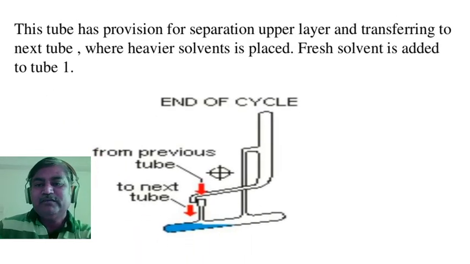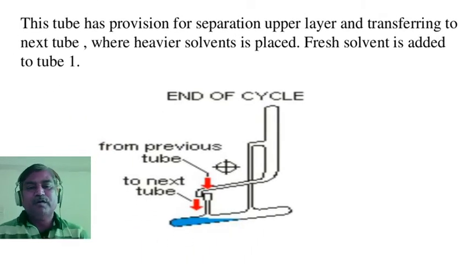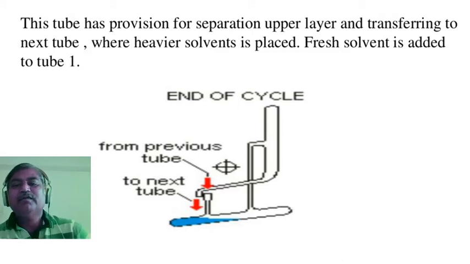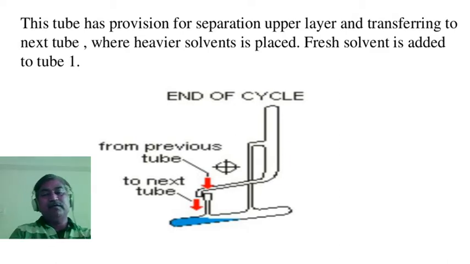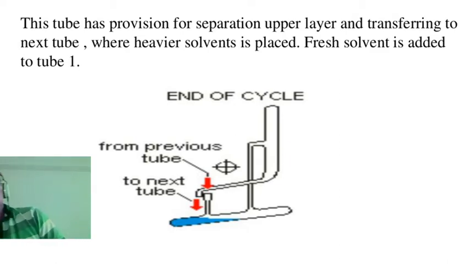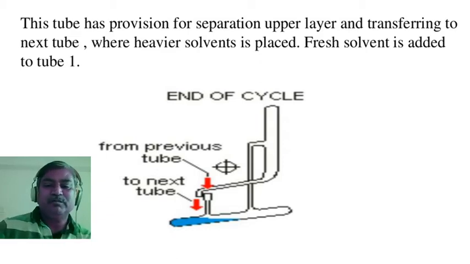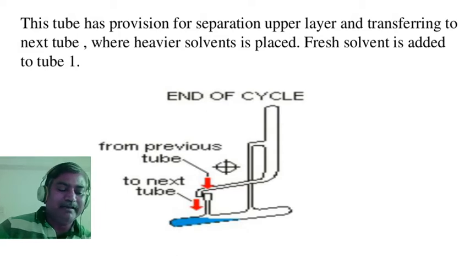So this tube has a provision for separating the upper layer and transferring it to the next tube, where the heavier solvent is placed. Fresh solvent is added in tube 1. Okay, at the end of the cycle, what is happening? The particular tube gives separation of both solvent systems. The mobile phase is the lighter phase, shown in pink, and the blue colored phase is the heavier phase, which is the stationary phase.